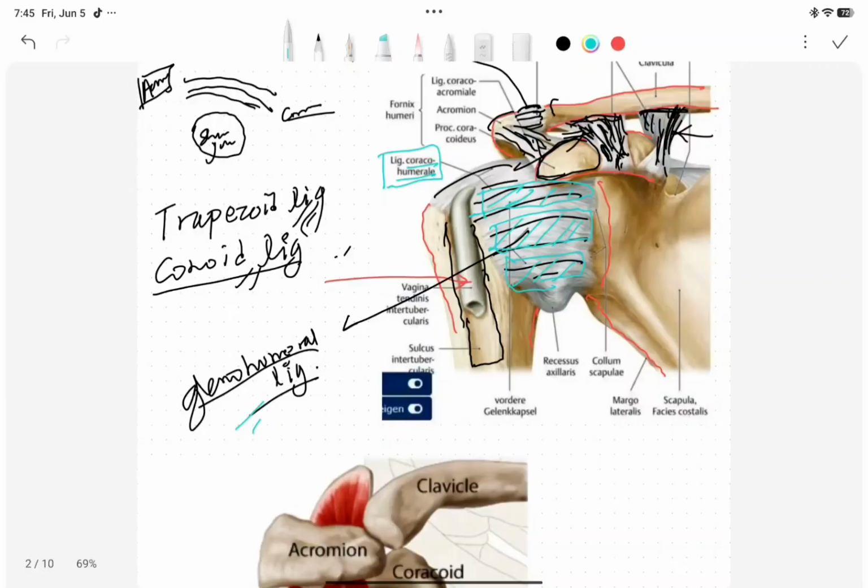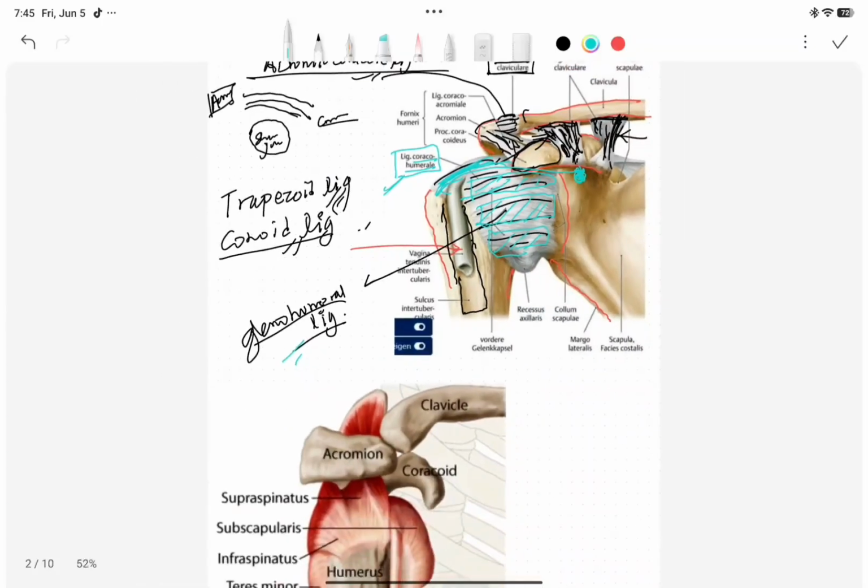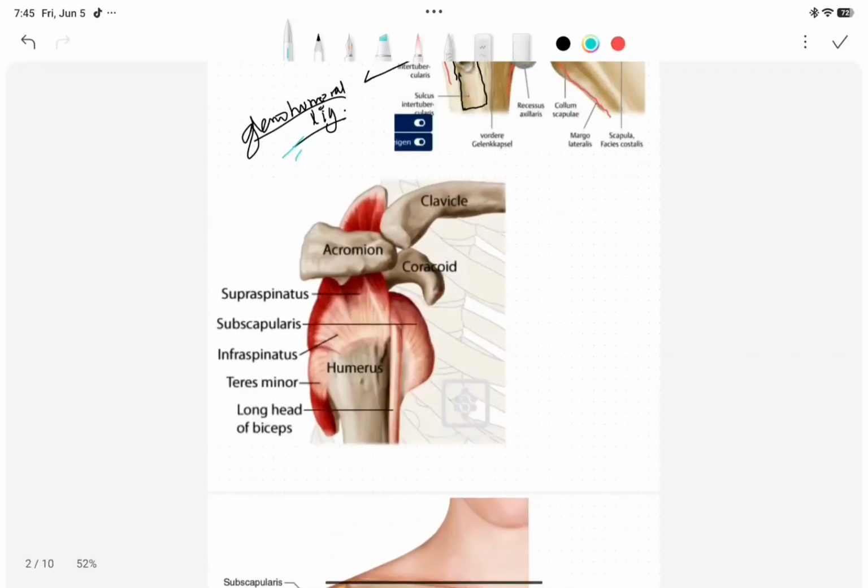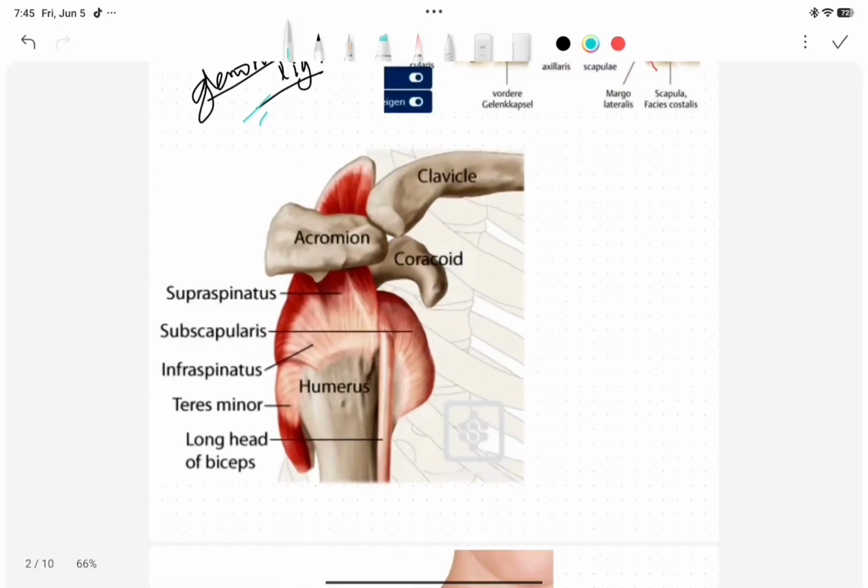This is the coracohumeral ligament that arises from the base of the coracoid process. This is the base of the coracoid process, and it gets inserted into the greater tubercle of the humerus. So this forms the coracohumeral ligament. So these are the ligaments of the shoulder joint. In the lateral aspect you can see that the muscle tendons are inserted into the humerus.